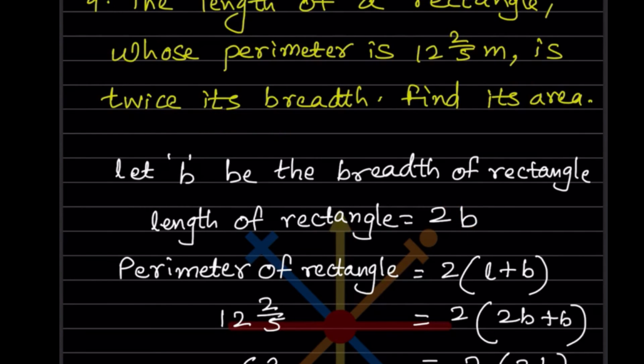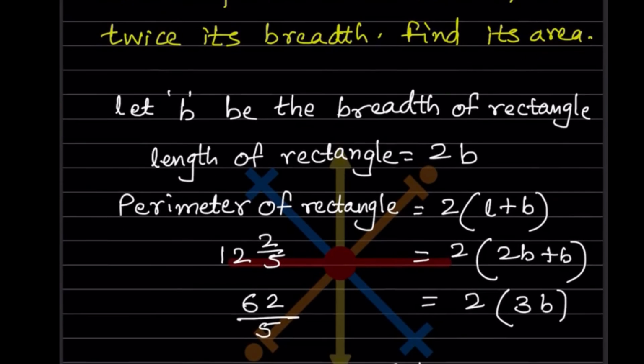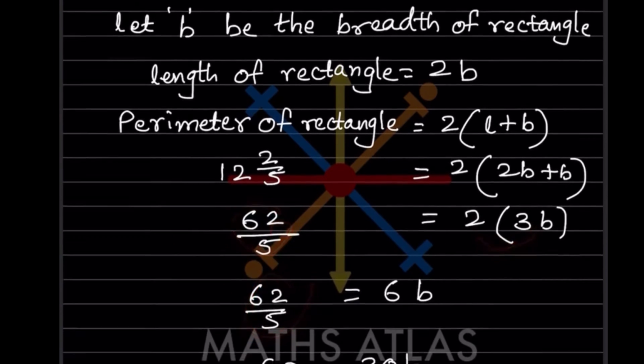And now the perimeter is given. So let us work with the perimeter first, then later on we can find out the area. Perimeter of a rectangle means twice into length plus breadth. And the perimeter is given as 12 integers 2 by 5. Here length is given as 2b, and this b we don't know, so we are going to keep b as it is. So when you solve this one, mixed to improper, 62 by 5 is 2, this is going to be 3b. So now we can write here 62 by 5 as it is, and this is going to be multiplied, means it is going to be 6b.